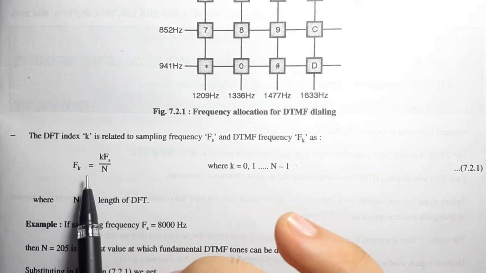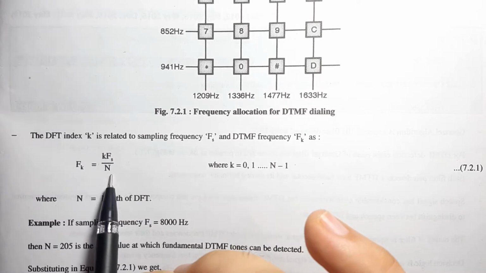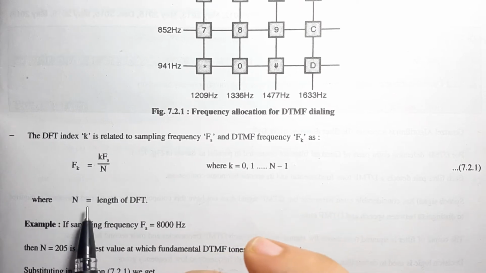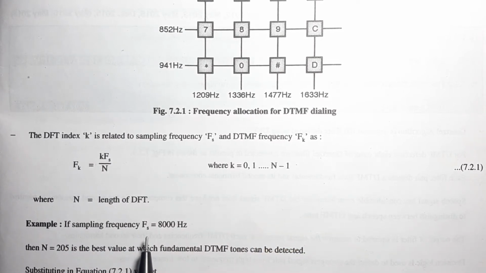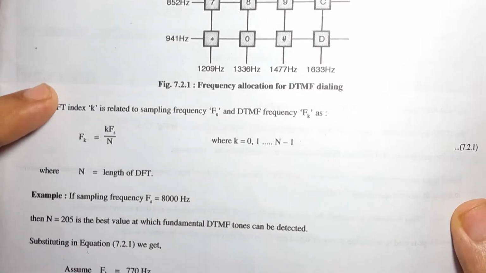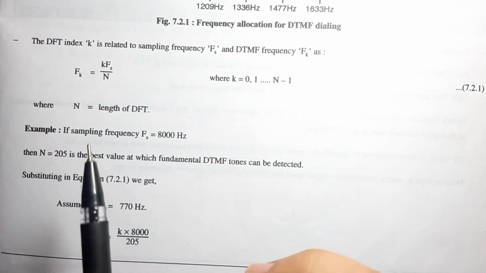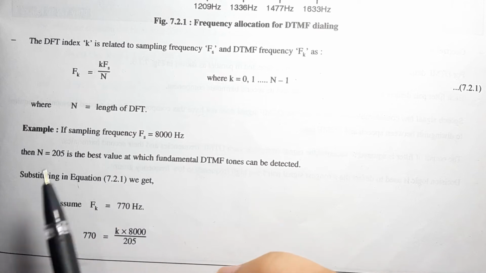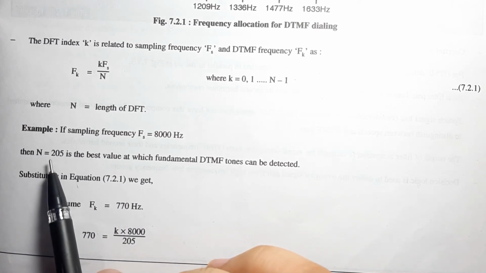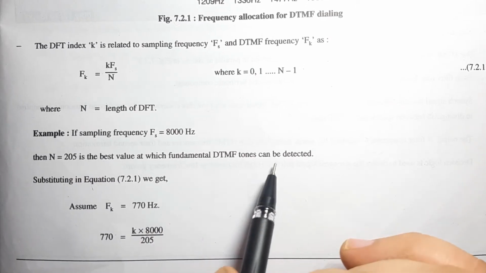Now, the DFT index k is related to your sampling frequency Fs and the DTMF frequency f of k as f of k equals k into Fs upon N, where Fs is your sampling frequency and N is the length of your DFT. For example, if your sampling frequency is say 8000 hertz or 8 kilohertz, as we do for normal audio clips or small audio samples, either we take it as 8k or 16k, somewhere around that. And we take the length of the DFT to be 205, which is the best value at which your fundamental DTMF tones can be detected.